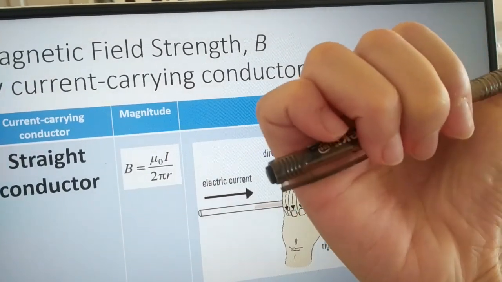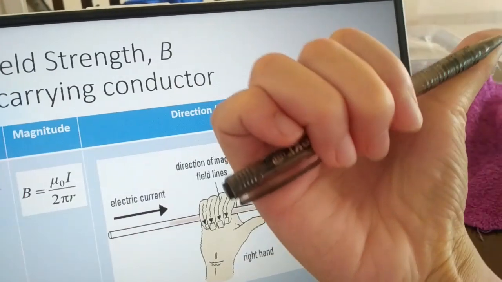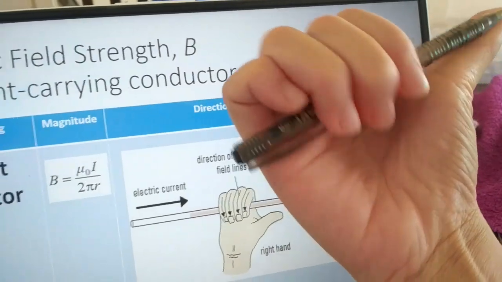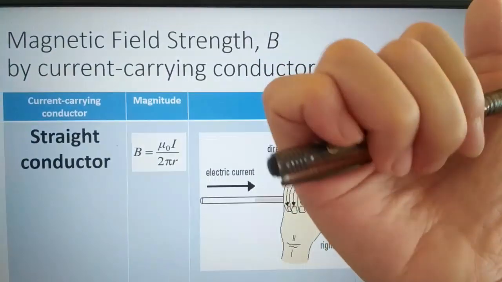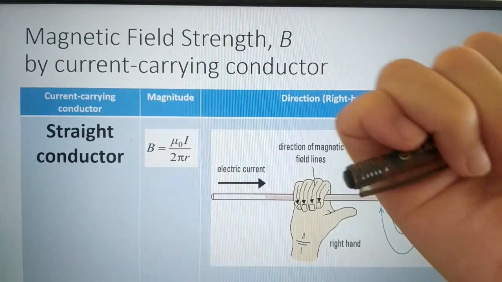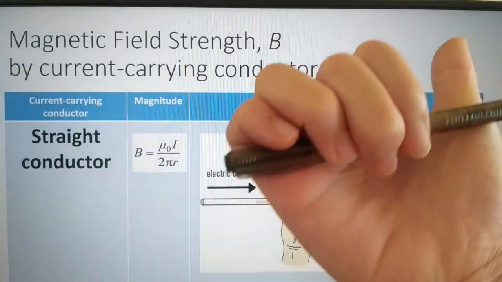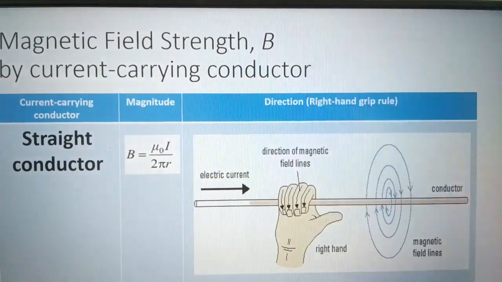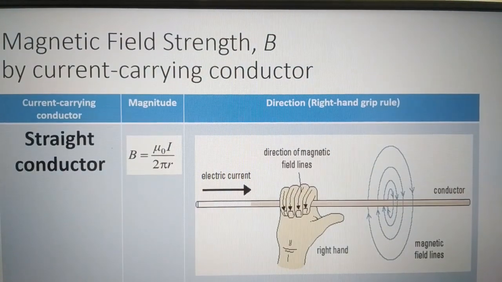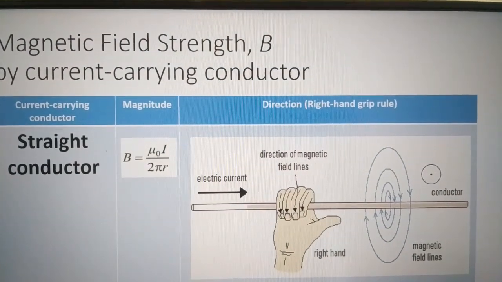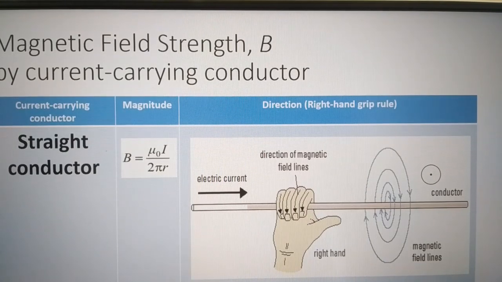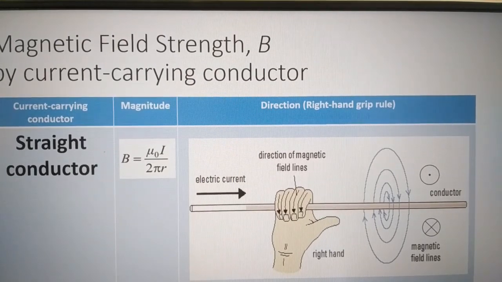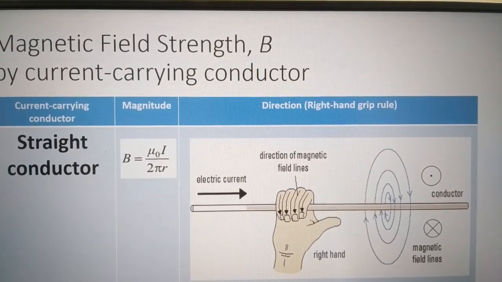Yeah, sorry for the bad orientation, because the camera is in front, so I can't grip it nicely. But I hope that you can see it. So this is the direction: out of the page above the conductor, and into the page below the conductor, by using your right hand grip rule. Okay?